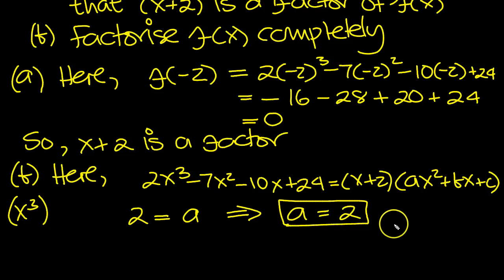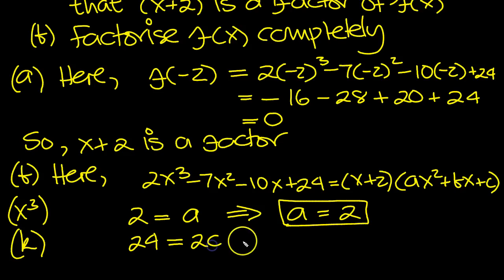Okay, so now what should we look at next? We look at the constant here, because there's only one constant. So look at constants both sides. 24 on this side is equal to, and we've got 2c. So c is 12, isn't it?